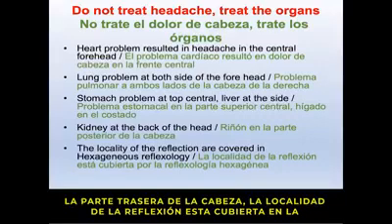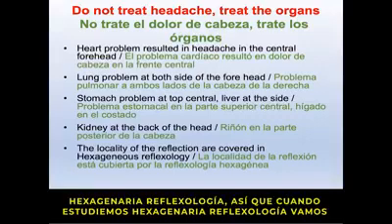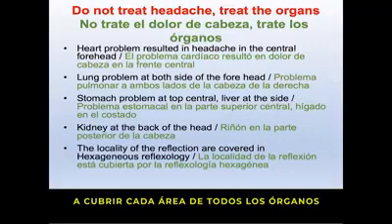The locality of the reflections is covered in hexagenous reflexology. So when we study hexagenous reflexology, we are going to cover the topical area of all the organs.